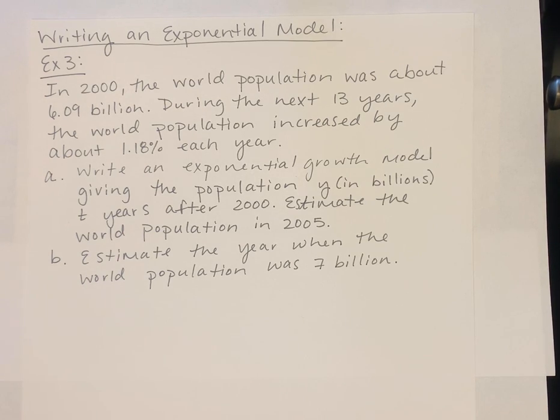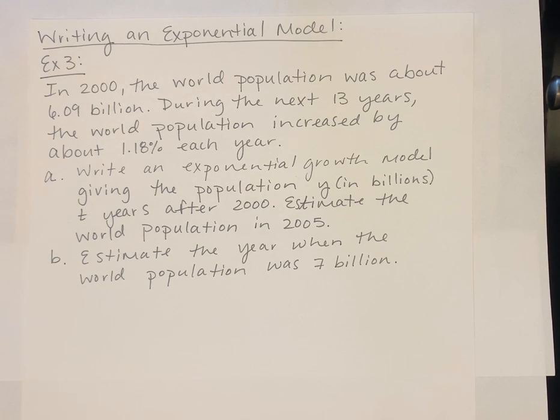In 2000, the world population was about 6.09 billion. During the next 13 years, the world population increased by about 1.18% each year. Write an exponential growth model giving the population y in billions t years after 2000. Estimate the world population in 2005.